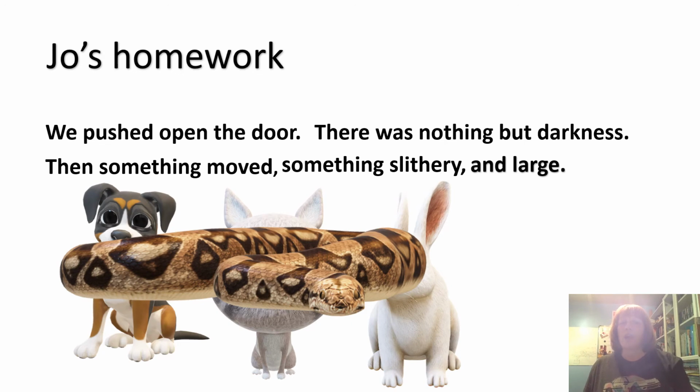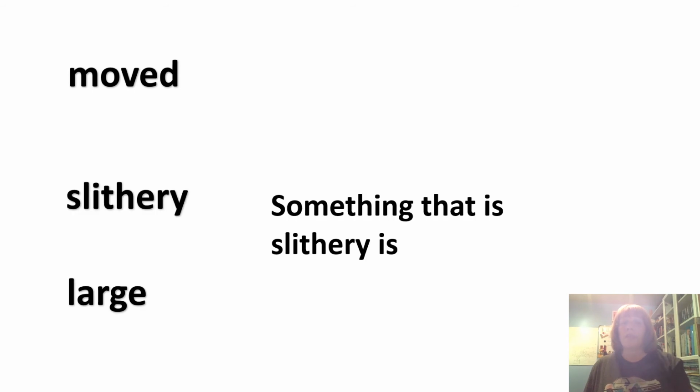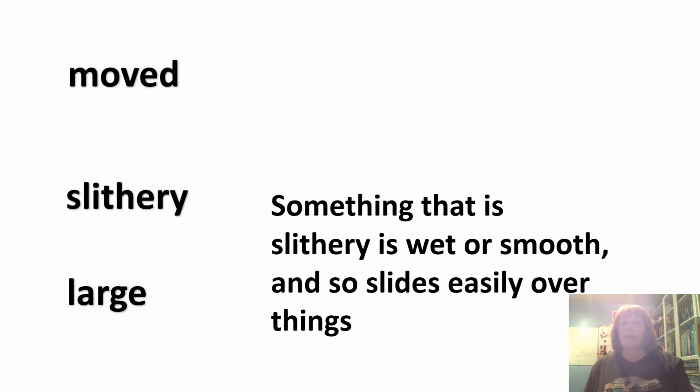So let's just go back over the key words. Moved. Well, that could have been any animal. And large. Well, that could have been any animal. But Jo gave us a clue in her writing because she used the word slithery. Now, slithery is something that's wet or smooth and it slides easily over things, and that really describes that snake. So the rest of Jo's writing is quite accurate.